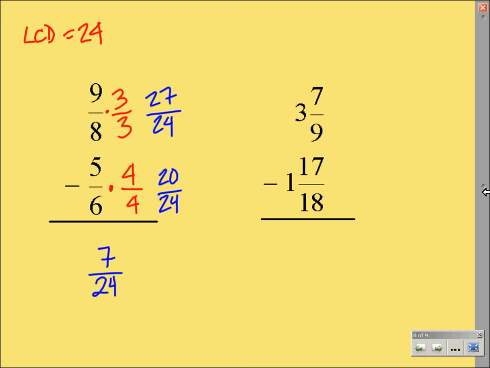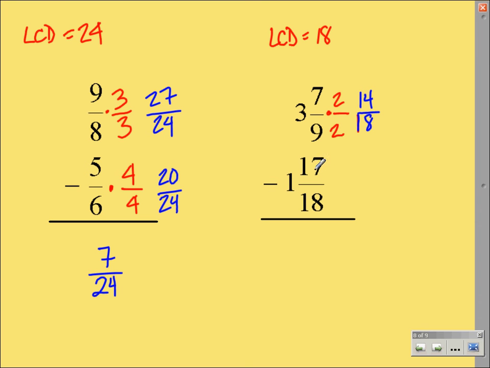We have 3 and 7/9 take away 1 and 17/18. So we need a least common denominator, and our least common denominator is going to be 18. So we don't need to change this one, we're only going to change this one. So we need a fraction of 1 to get a denominator of 18. Our fraction of 1 is going to be 2 over 2. 7 times 2 is 14. So now I have 14/18 take away 17/18.